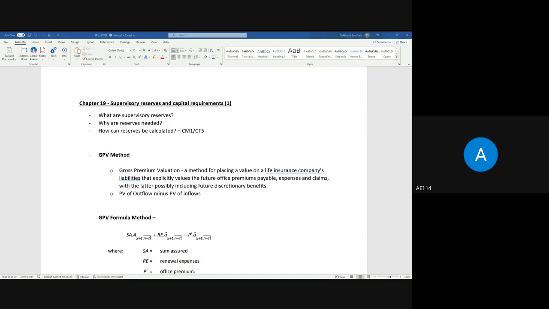Okay. 10 minus 2 is 8. 11 minus 1 is 10. Got it. Both are in the opposite directions. Yeah. Now, that's about supervisory reserves.